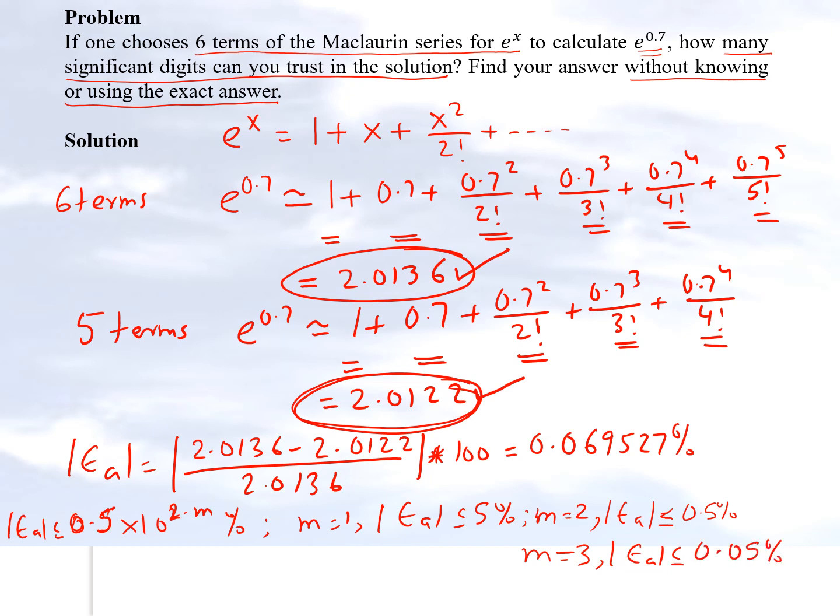And when m is equal to 3, absolute relative approximate error has to be less than or equal to 0.05%. And now I can see that if I look at this number right here, it is less than 5%. It is less than 0.5%, but it's not less than 0.05%. Hence, the number of significant digits which will be correct in the answer is 2. So m is equal to 2 is my answer.